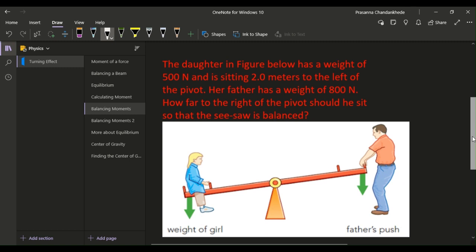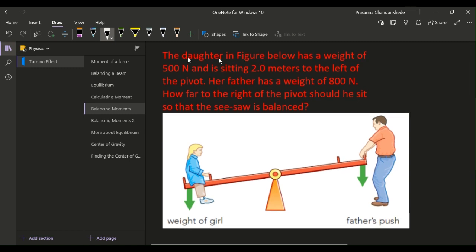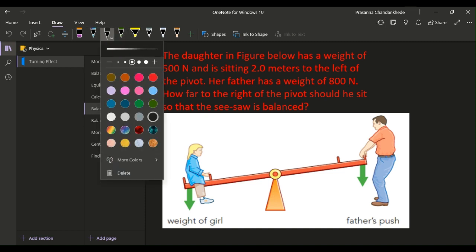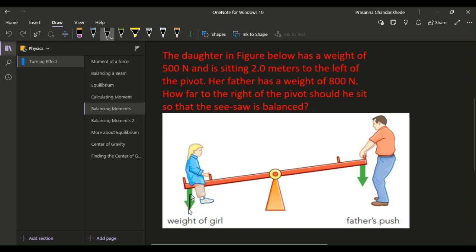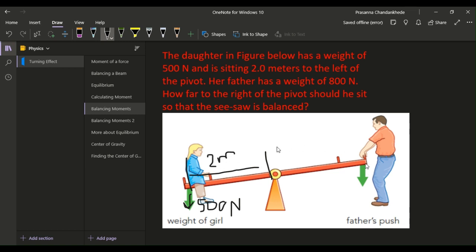So we have a question over here. The daughter in the figure below has a weight of 500 newtons. Let me change this to black and then continue. So this becomes 500 newtons and she's sitting 2 meters away, so from here to here is 2 meters. The father has a weight of 800 newtons. So here will be 800 newtons. How far to the right of the pivot should he sit so that the seesaw is balanced?